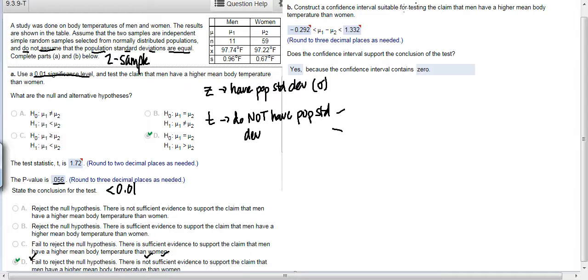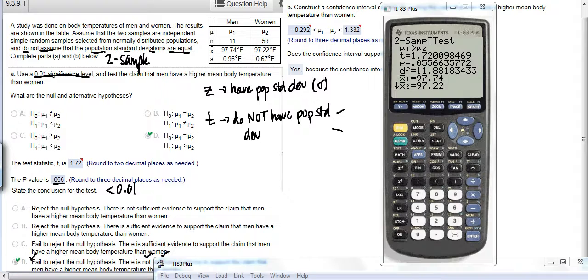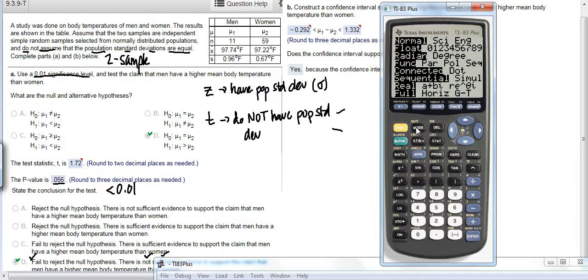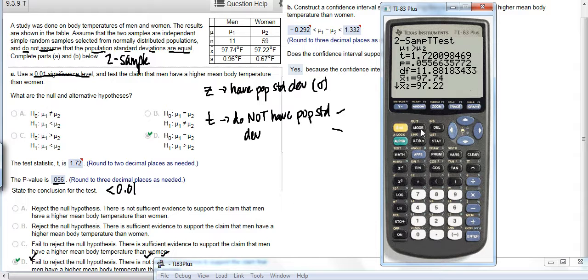Alright, so now on to part B. Let's talk about part B, and I'll get the calculator back out. I'm going to get out of that calculation and quit. Then we'll do Stat, and we'll go over to Test, and now we're going to go down to option 0, which is a two-sample T interval.